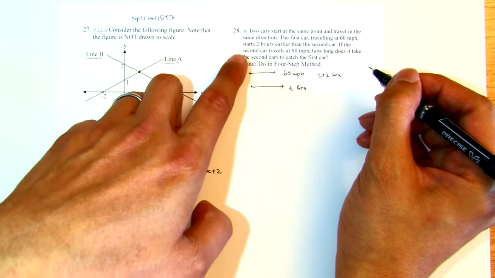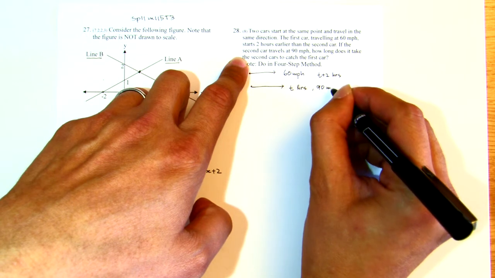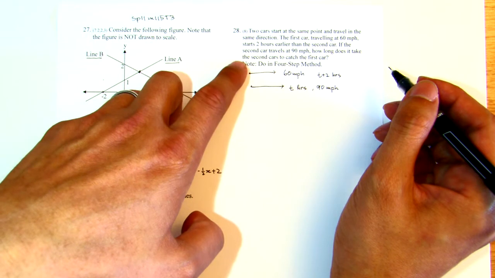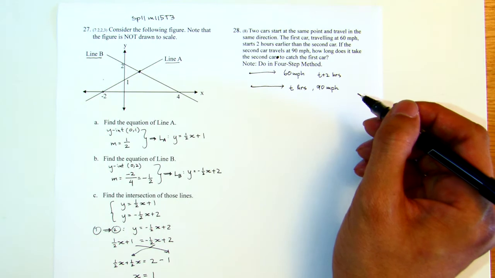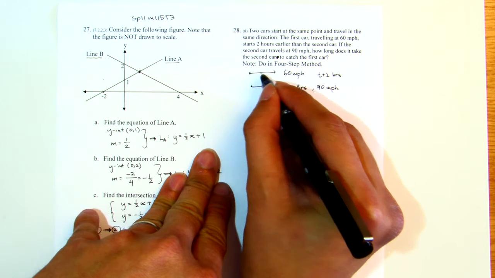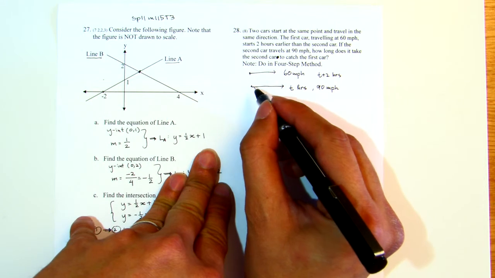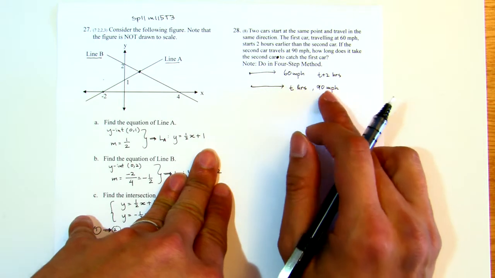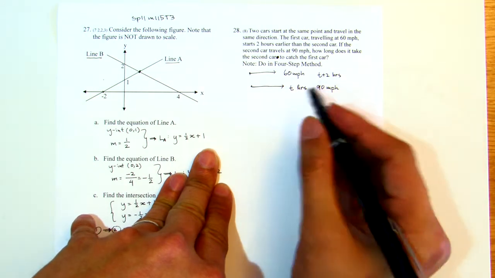Now, the second car travels at 90 miles per hour. How long does it take the second car to catch the first car? Now, you see that again, the first car travels earlier but at slower speed, while the second car starts traveling 2 hours later after the first car, yet because it is traveling at higher speed, we do expect the second car will catch up with the first one.